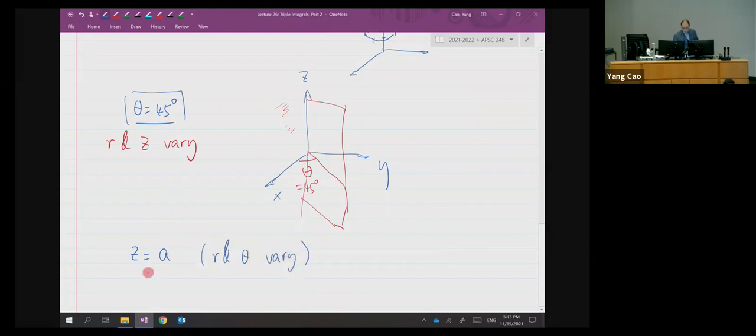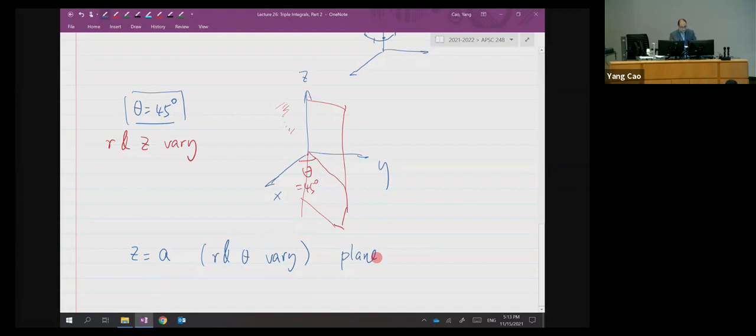So then z equal to a, right? I think we have done this before, that's a plane, right? It's a flat plane at z equal to a. So this is a plane. Okay, this is a true plane, actually.